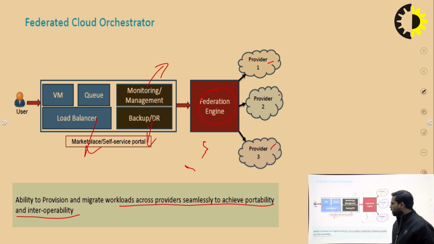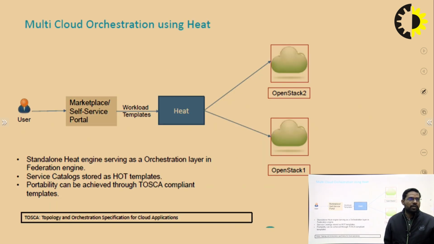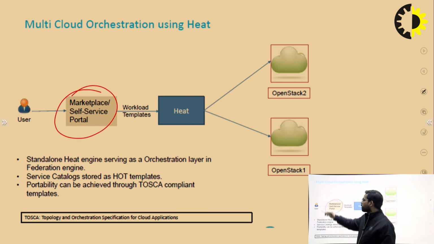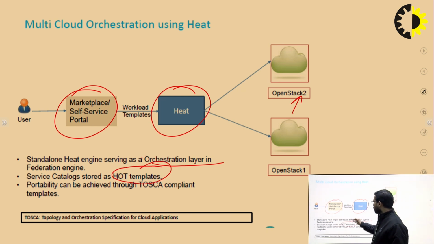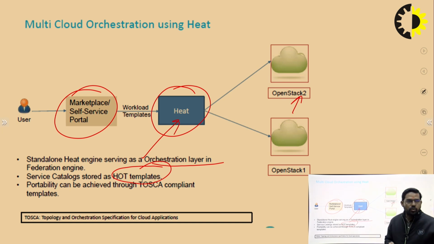This is called the marketplace shared service portal. Multi-cloud orchestration using Heat: the marketplace service portal was already discussed in the previous slide. There are workload templates performed with Heat, and this Heat runs on OpenStack 1 and OpenStack 2, both. So a standalone Heat engine serves as an orchestration layer in the federation engine. In the previous layer we were using the federation engine. The service catalog is stored in the HOT template, or included in the HOT template.